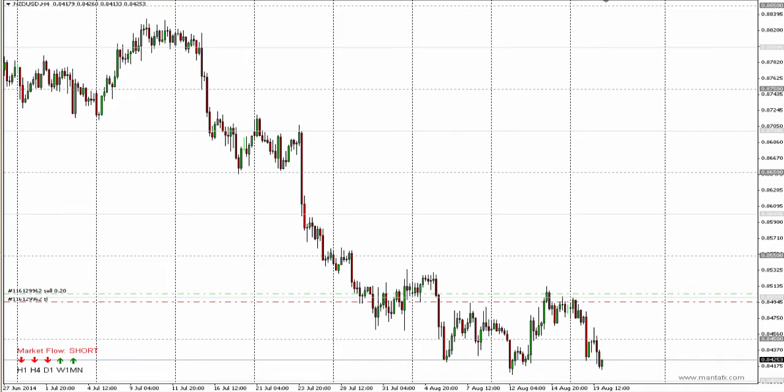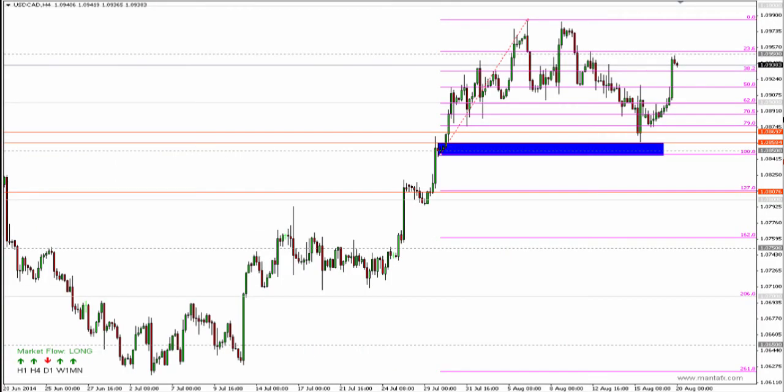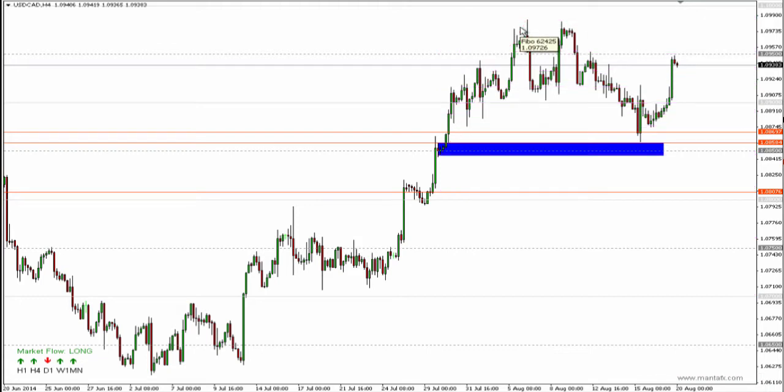Swissy, as I mentioned in the other video, is going really well. It's reaching the top of the range right now, but I truly think it's going to take out this high right over here. We had a very clear buy model, as mentioned in the other video. I had yet another potential trade that I didn't quite take.